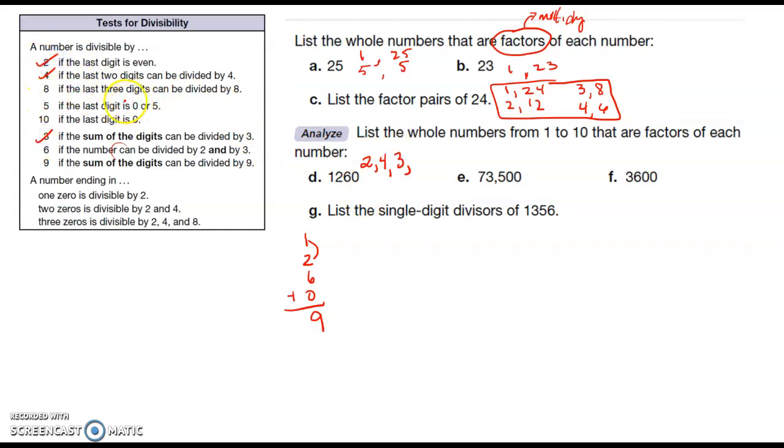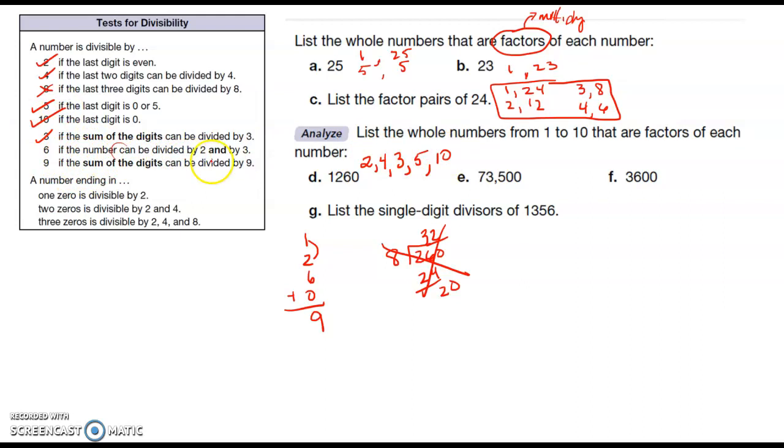Let's try 8. If the last 3 numbers are divisible by 8, the whole thing is divisible by 8. So let's see. The last 3 numbers are 2, 6, 0. 8 goes into 26, 24. And then nope, that's not going to work because that would be 16 and then it goes on forever. So it's not divisible by 8. It ends in 0, so it is divisible by 5. It ends in 0, so it is divisible by 10.